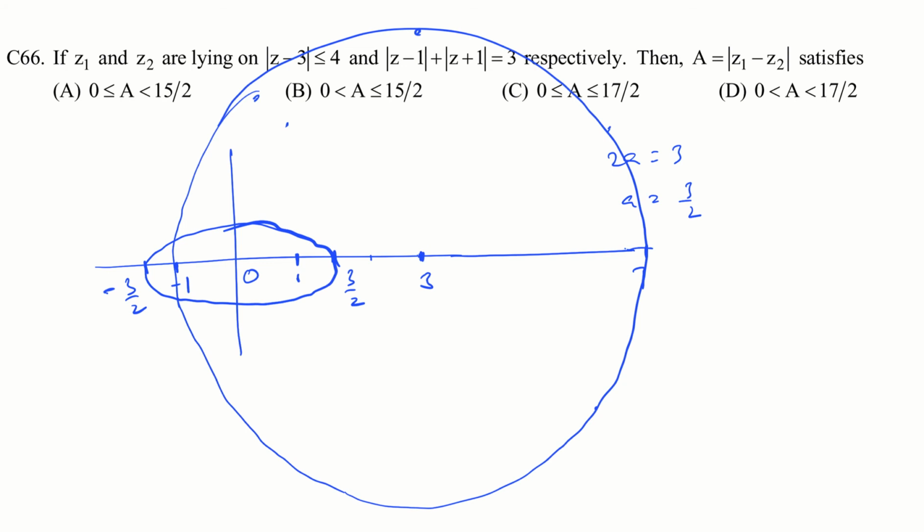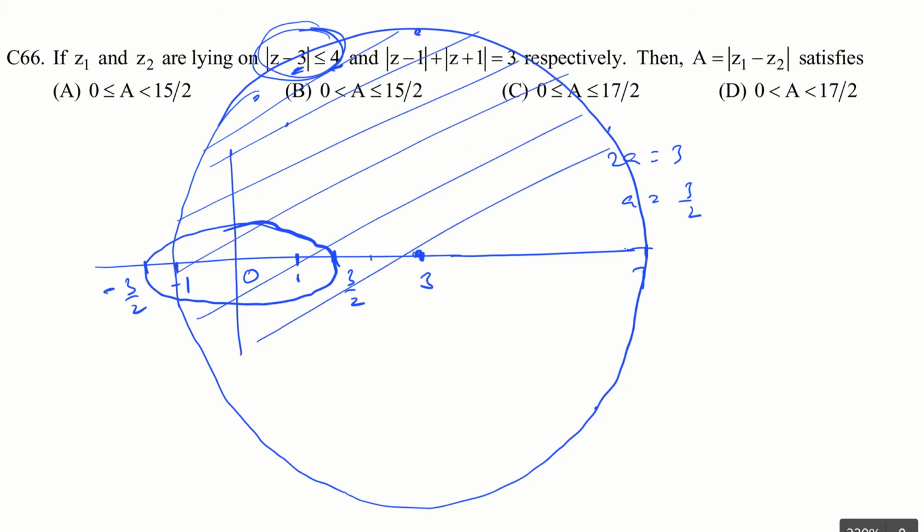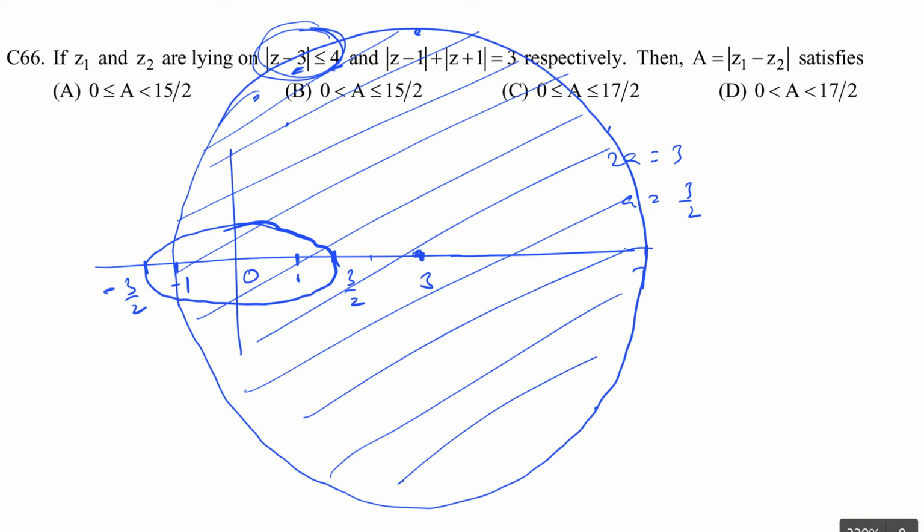In this problem, it is obvious that the first one is nothing but the circular disk. I say, if you consider the circle having the center as 3 and radius 4, then it will be all the points lying interior to that circle and also the points on the circle. That is what it represents. So basically, it represents this entire circular disk. That is what the first curve represents.